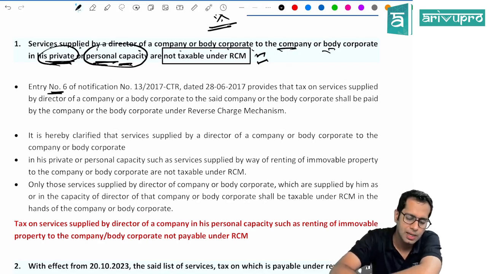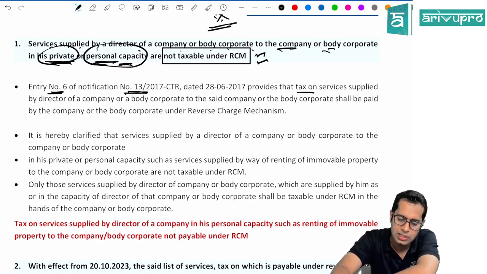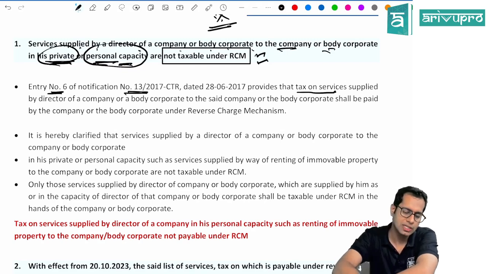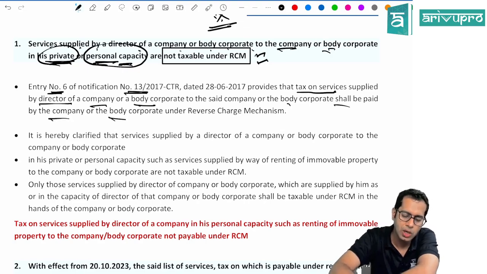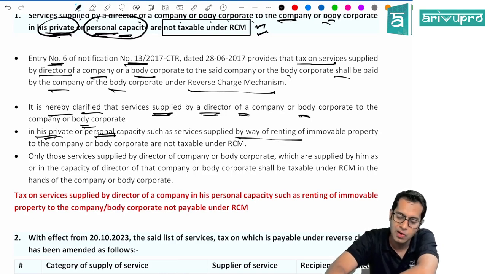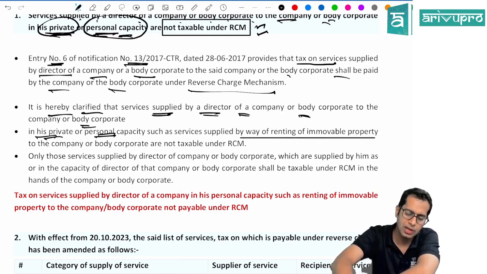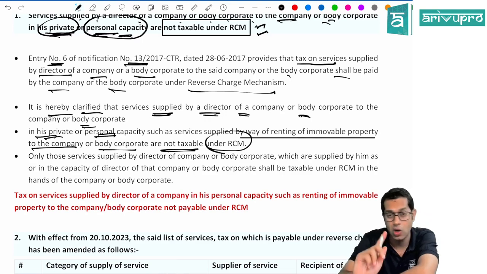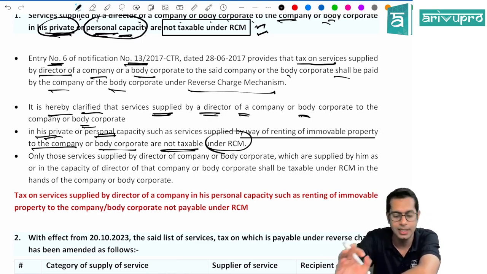So entry number 6 of notification number 13/2017 provides that tax on services supplied by director of the company to the body corporate shall be paid by the body corporate under reverse charge. It is hereby clarified that the services supplied by the director of the company or a body corporate to the body corporate in his private or personal capacity, by way of renting of immovable property, for example, to the company or a body corporate is not taxable under reverse charge. They are not telling it is not taxable at all. They are telling it is not taxable under reverse charge.